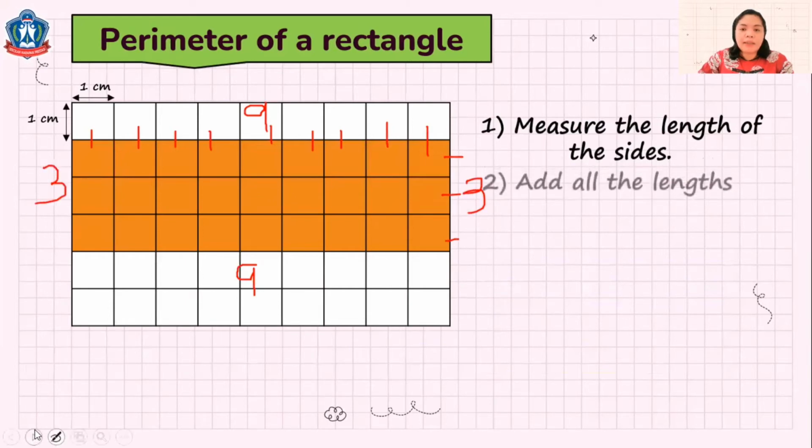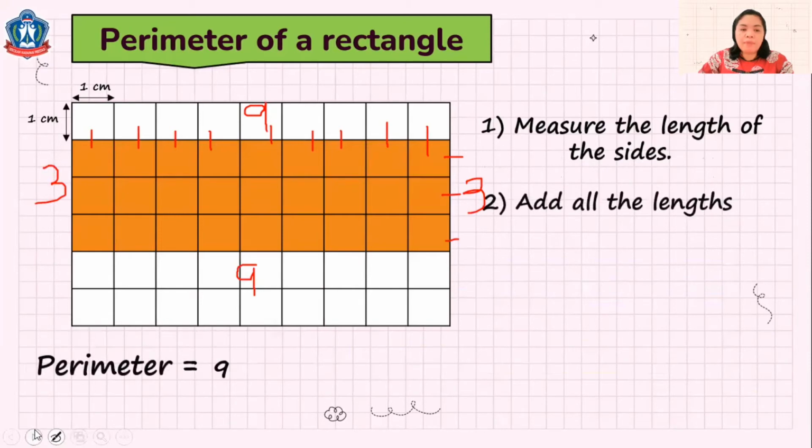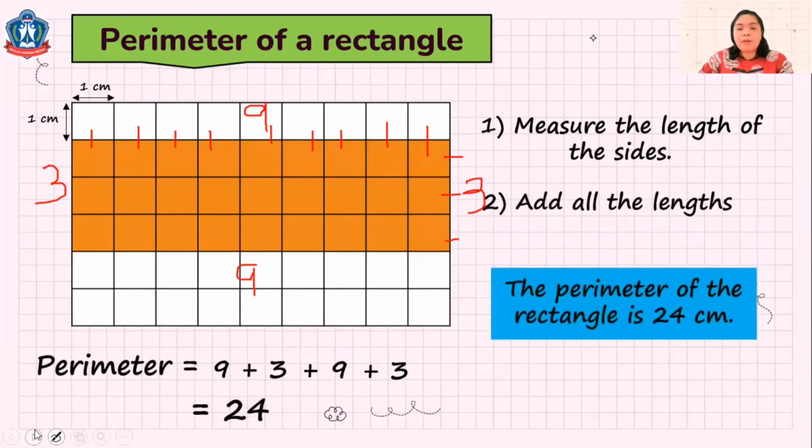After that, let's add them all together. So we have 9 plus 3 plus 9 plus 3. That is equal to 24. So the perimeter of this rectangle is 24. Now children, can you find other ways of finding the perimeter or the total length of a rectangle? If you have your own way, you can share that during our Zoom meeting.